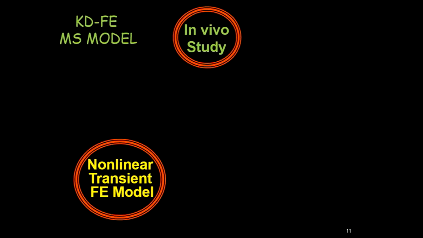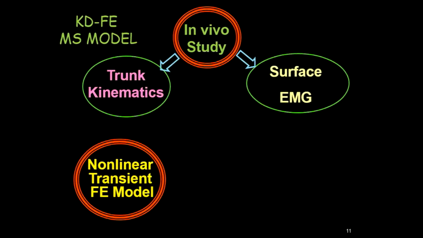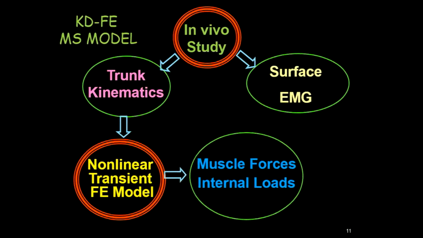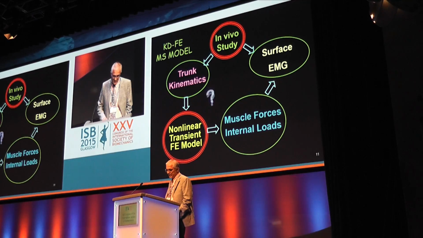Now, as far as the musculoskeletal model of the trunk is concerned, we need an in vivo study, and we need the nonlinear transient FE model that we have. The in vivo study would provide trunk kinematics, maybe with surface EMG or not. We prescribe or drive the finite element model with the trunk kinematics. We evaluate muscle forces and internal loads. Then if we have EMG, we qualitatively compare our muscle forces with the normalized EMG.